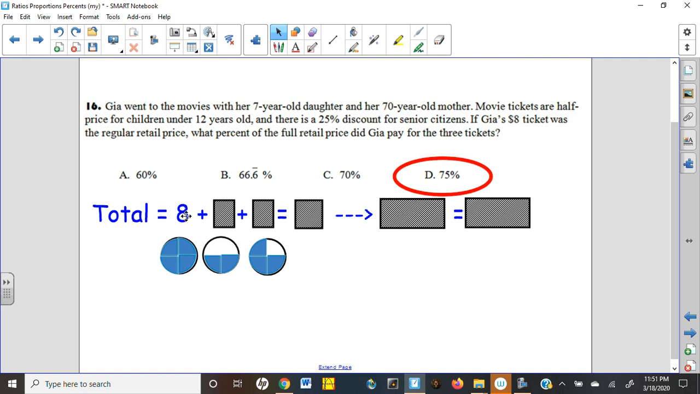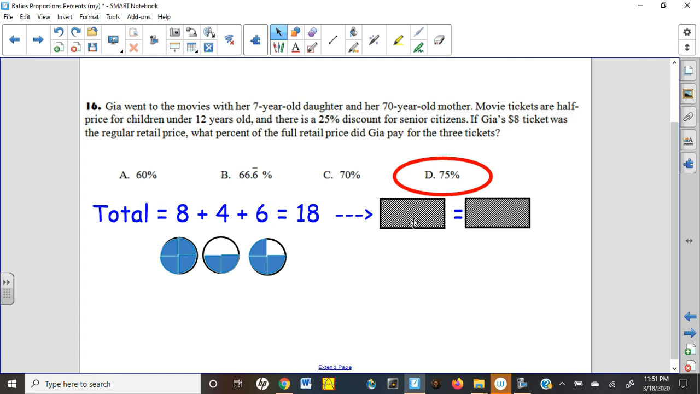So if Gia is $8 a ticket, so that's the normal price. She's paying $8. Well, remember her daughter got in for half that, right? 50% off, so $4. And her mother, the kid's grandmother, got in for 25% off, so 75% of 8, or 8 times 3/4 is 6. Okay, so the total that they spent was $18.